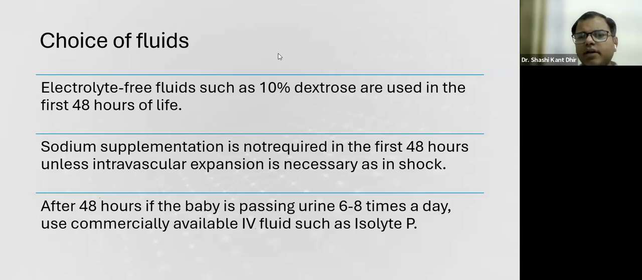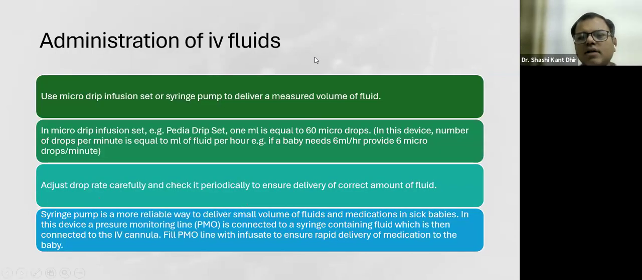So you all should remember that whatever rate we want to set per hour, that many drops are set in the pediatric drip set. So if we want 20 ml per hour, we have to set the rate at 20 drops per minute, right? In this slide, I have shown that if we need 6 ml per hour, we should provide 6 drops per minute. So just remember, whatever ml per hour we want to give, just set that rate there, right?